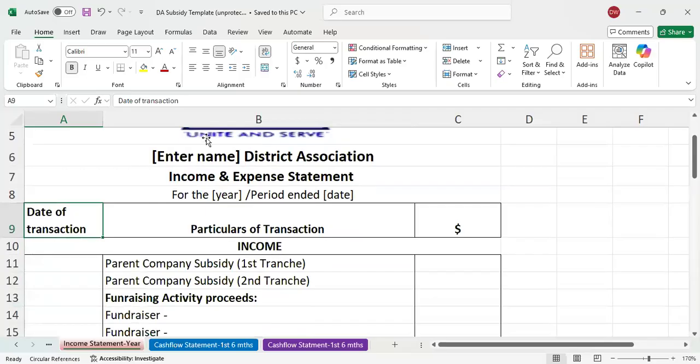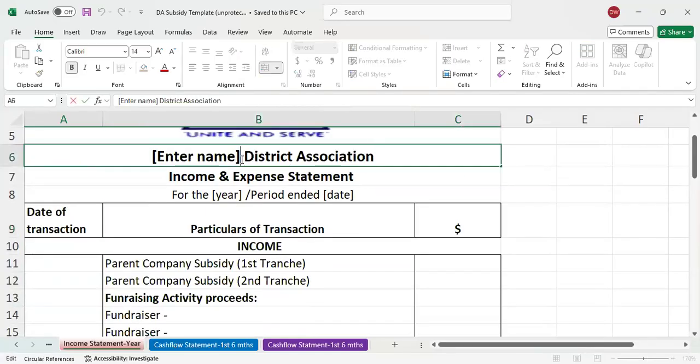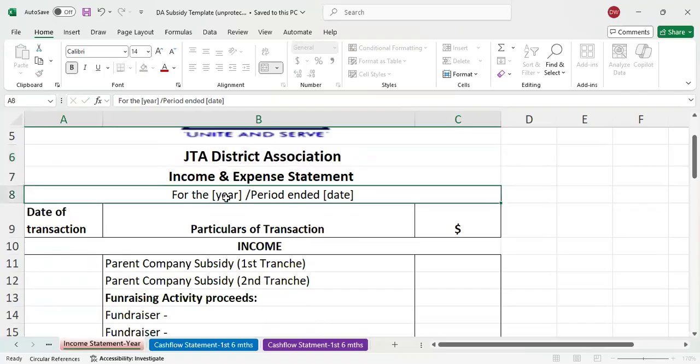So the first thing that has to happen, you would enter your district or parish name. So for today, it will be called the JTA District Association. For the year, it is the conference year, which will be from September 2024 to August 2025, for the period that ends the 31st of August 2025.